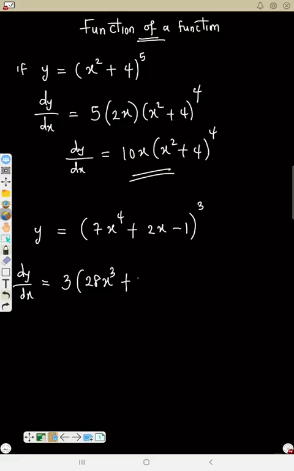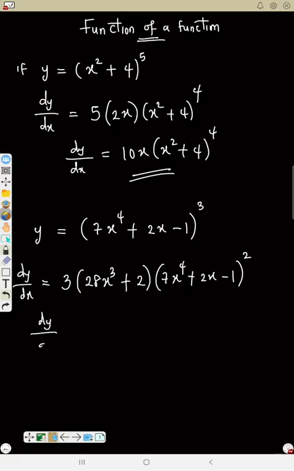Plus, now differentiate 2x, you get 2. You know, if you differentiate 1, you get 0. Again, the power, write it first anytime. Differentiate what you have in the bracket, then rewrite everything. That will be 7x raised to power 4 plus 2x minus 1, everything raised to power 2. So subtract 1.